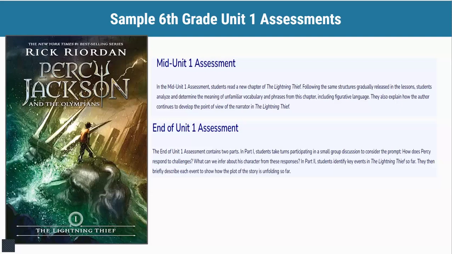Again, I want you to go to your resource, whether it is the actual print resource, or if you're looking at this online, so that you can read this assessment overview in its entirety. But we do know we're going to be unpacking mid-unit assessment 1, and it says here that in this assessment, students are going to be reading a new chapter of The Lightning Thief. They're going to be following the same structures gradually released in the lesson. So we've already been leading up to this work with the practices that we've been engaging with in the lessons that are prior to this assessment. Students are analyzing and determining the meaning of unfamiliar vocabulary words and phrases from this chapter, including figurative language.